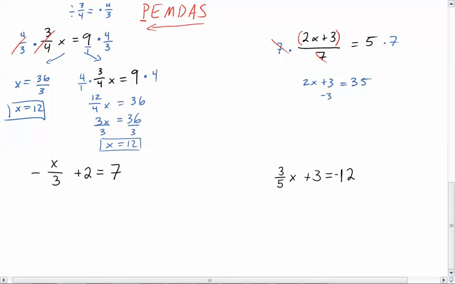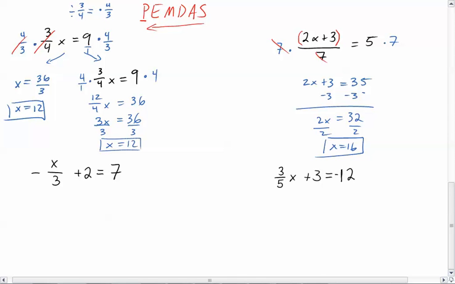So then I'm going to subtract 3 from both sides, because if you do it to one side, you've got to do it to the other. So I've got 2x equals 32, and I divide both sides by 2, and I get x equals 16. So there you go. You could take the 16 and plug it in, substitute it in, and it should give you 5. 2 times 16 is 32, plus 3 is 35, divided by 7 is 5. All right, let's go on to the next one.